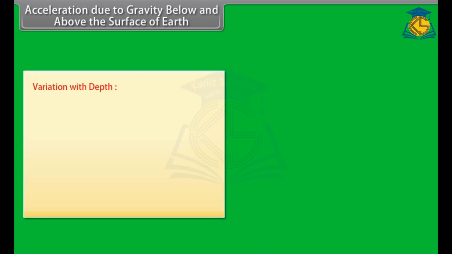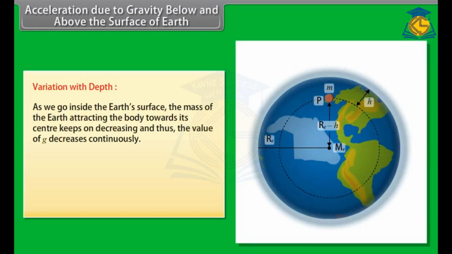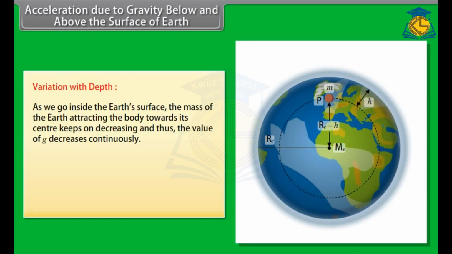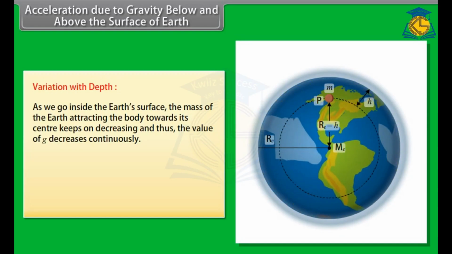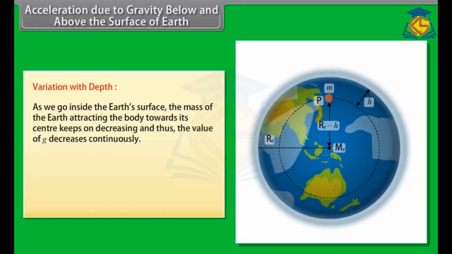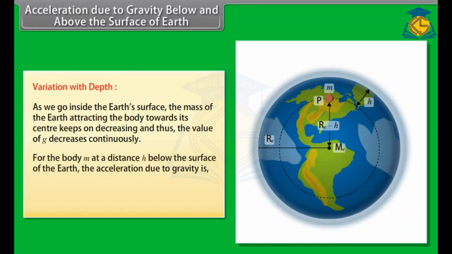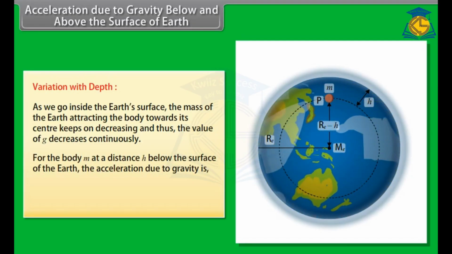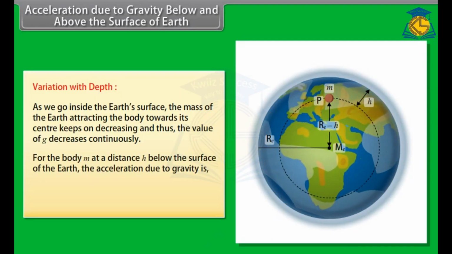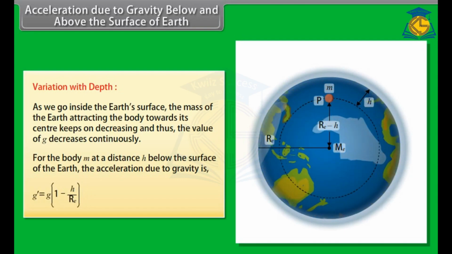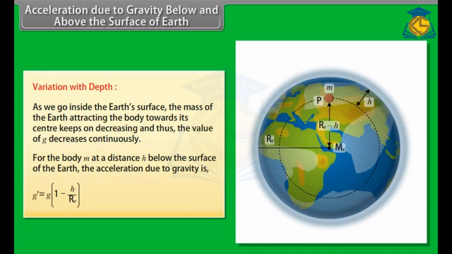Variation with depth. As we go inside the Earth's surface, the mass of the Earth attracting the body towards its center keeps on decreasing and thus the value of g decreases continuously. For a body of mass m at a distance h below the surface of the Earth, the acceleration due to gravity is g' = g(1 - h/RE).